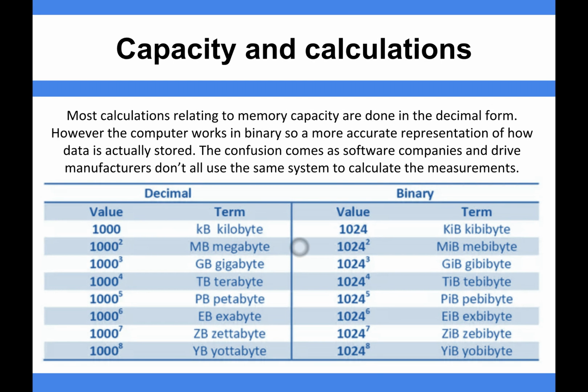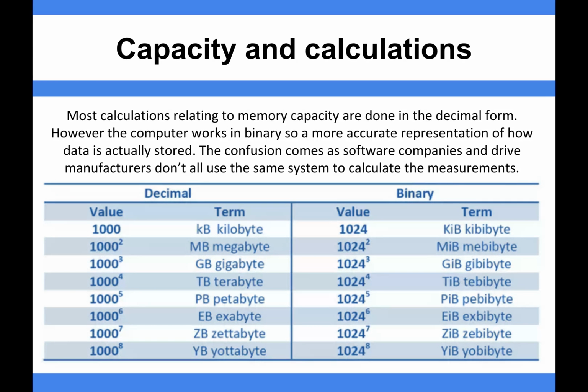The reason being, at the kilobyte level, I think it's about 2.5% difference. However, when you get to megabytes, it's about 5% difference. When you get to gigabytes, you're talking 7.5% difference between these calculations, roughly. Which starts getting quite a big deal.